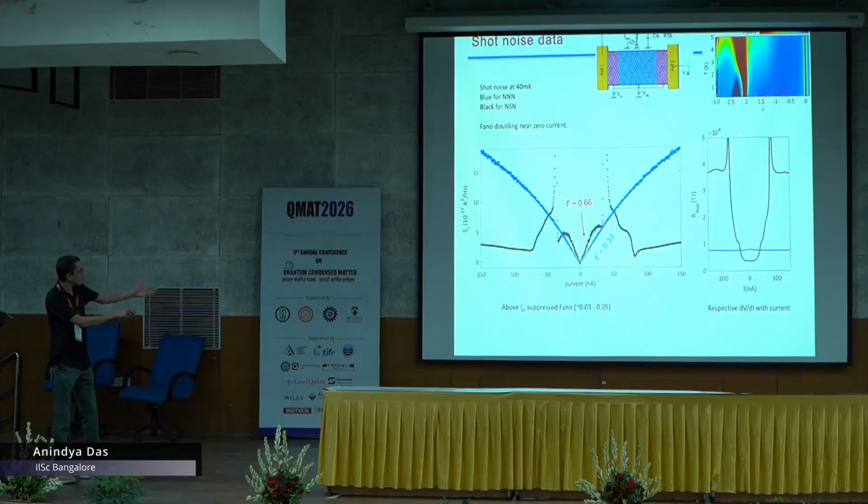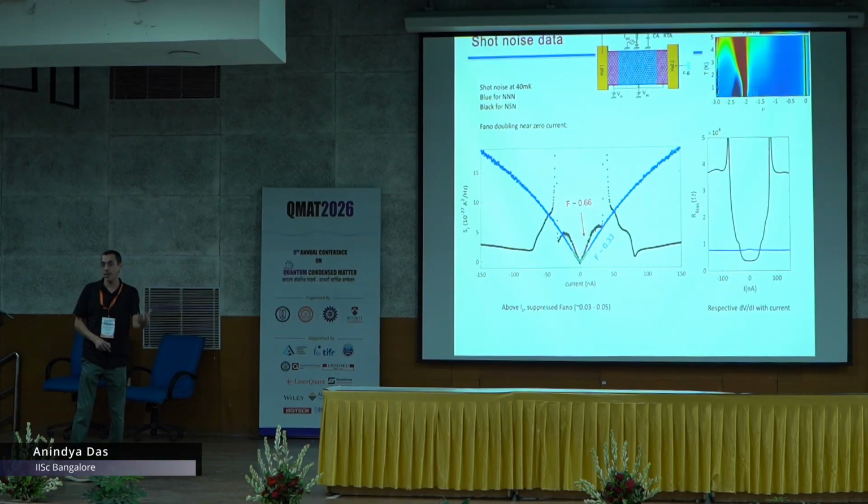And this is the corresponding dV/dI. For the Fermi liquid dV/dI, you see as expected it's completely flat, the same data scale, just the resistance data. But if you look at the NSN junction, you see the critical current followed by the normal part. So there are two important messages in this slide. The Fano is double inside the critical current, and above the critical current, Fano is highly suppressed.